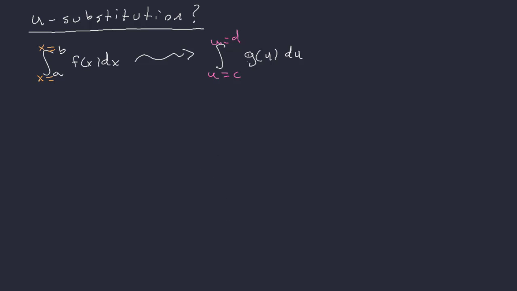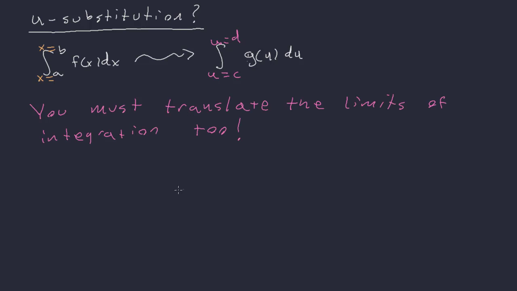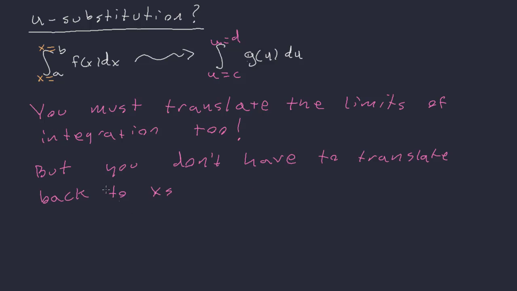Okay, so you need u going from, let's say, c to d. So the answer is yes, we can do u substitution with definite integrals, but you have to also translate the limits. These are called the limits of integration. But if you do that, you don't have to translate back to x's. You can leave it in terms of u. Right, so that is a bit more work on the front end, but less work on the back end. You don't have to put the x's back in.